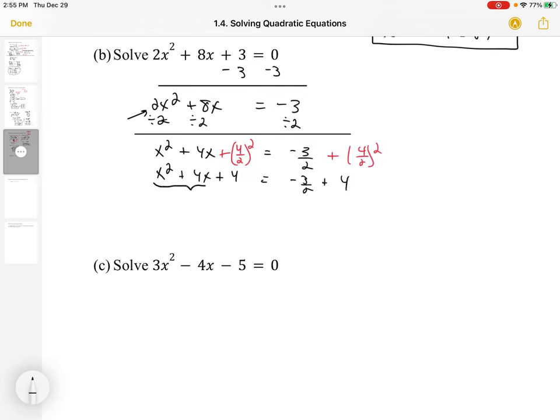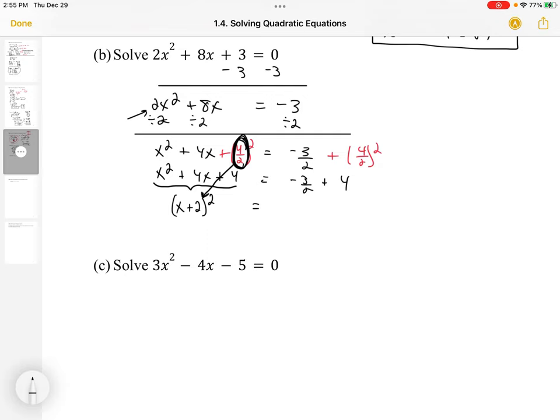Now, we're going to factor the left side. We already know how to factor this. This is just going to be x plus 2 quantity squared. How do we know how to factor that? Well, when we complete the square, see this 4 divided by 2? 4 divided by 2 is 2. That is what goes inside our factors.